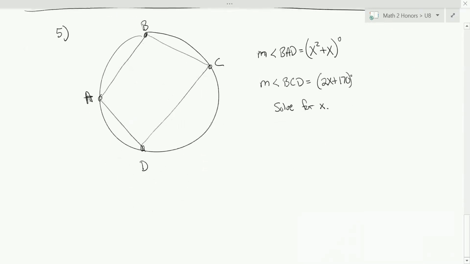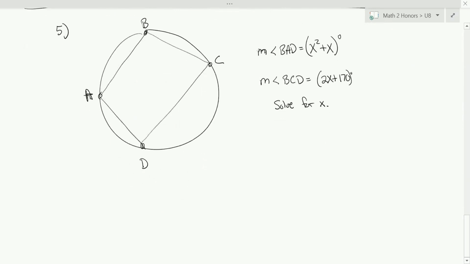Let me set this one up. Can I set them equal to each other? Can I say x squared plus x is equal to 2x plus 170? Maybe, maybe not. Let's look.